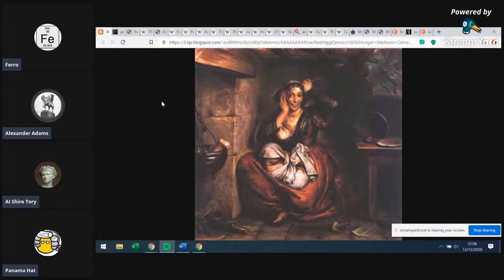So remember, Wiertz is a sort of social progressive. He's concerned about social issues. And so here he's got a painting of a woman, a mother who's been driven mad through hunger, and you can see what she's cooking. Yeah, so she's cooking her own children for food.